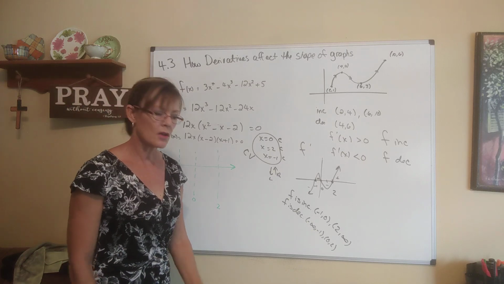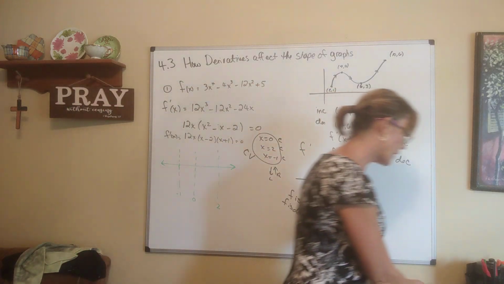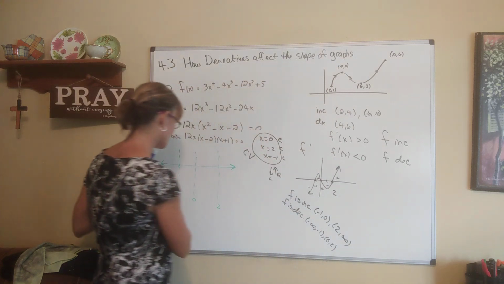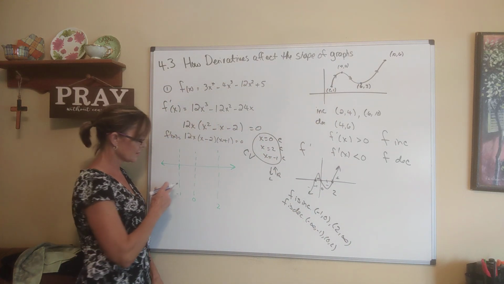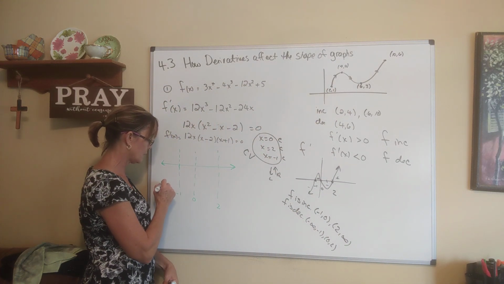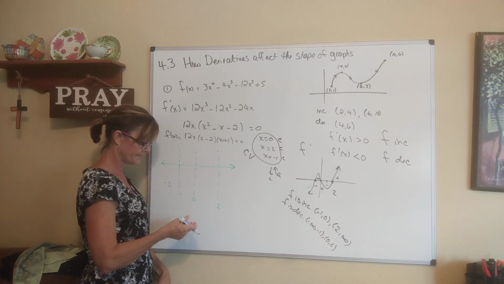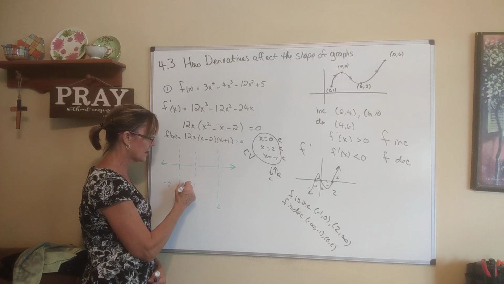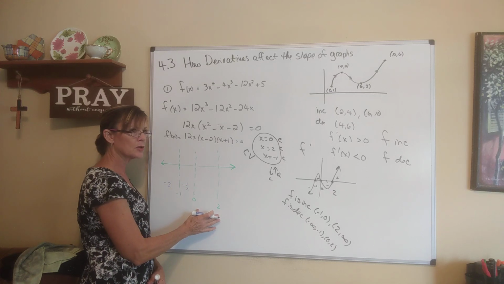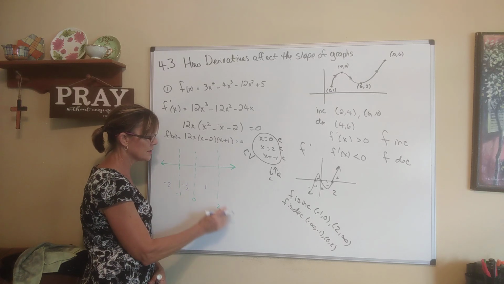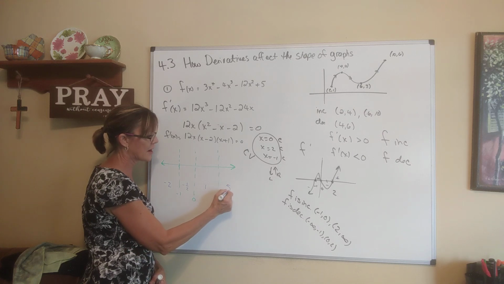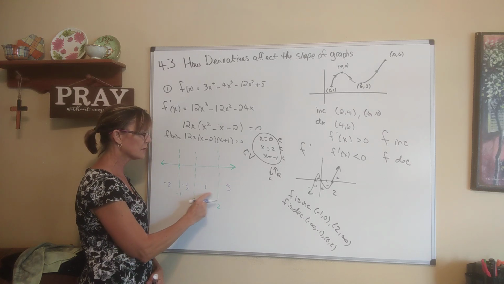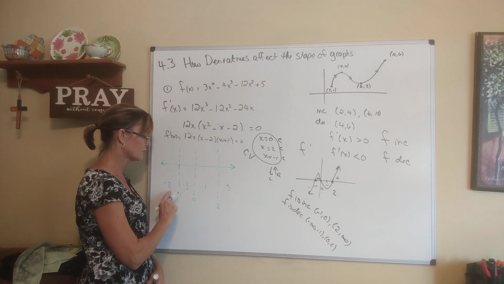Then you can do something called test points. You can pick a point that falls in this region of the x-axis. So something to the left of negative 1 maybe would be a negative 2. Something in between 0 and negative 1 would be maybe negative 1/2. Something between 0 and 2 would be 1, and something bigger than 2 would be maybe 5. These are just simply representative points for these regions.